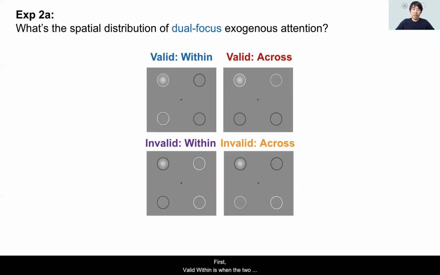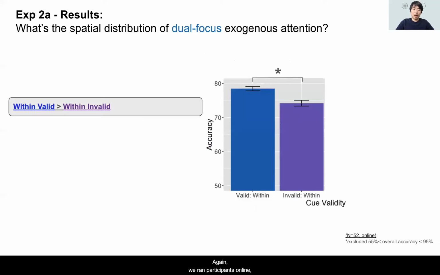First, valid within is when the two cues are presented in the same hemifield and one of them overlaps with the target location. Valid across is when the two cues are presented across the hemifield and one of them overlaps with the target location. If the two cues are in the same hemifield and none of them overlap with the target, it'll be invalid within. And if two cues are across hemifield and none of them overlap with the target, then invalid across. Again, we ran participants online and excluded data according to the same criterion.